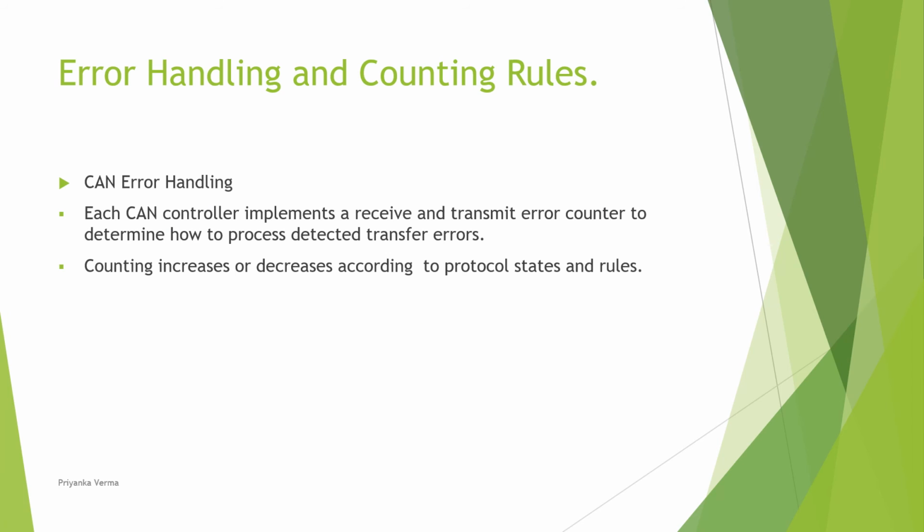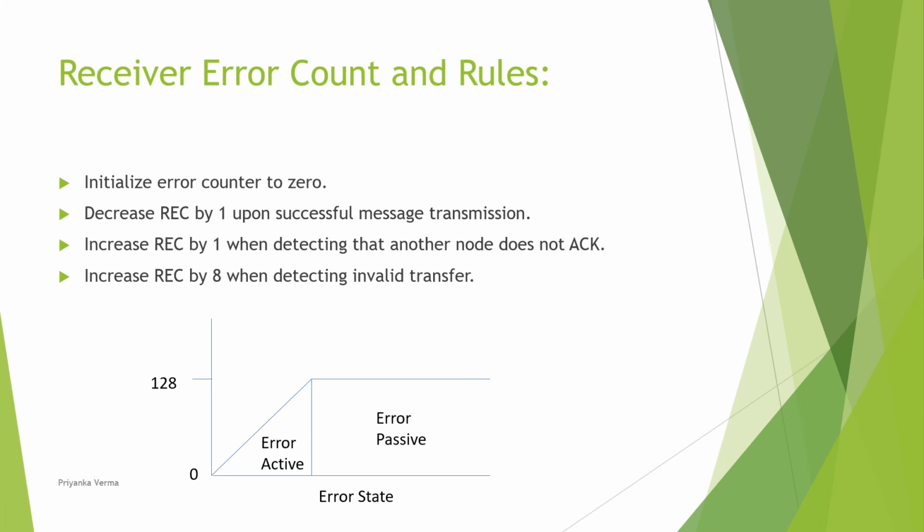So here we go: error handling and counting rules. Each CAN controller implements a receive and transmit error counter, that is REC and TEC, to determine how the process handles detected transfer errors. The counting of these increases or decreases according to the protocol-stated rules. Firstly, we'll see the receiver error count rules. So here we talk about the counter. As a rule, firstly, the counter is initialized to 0.